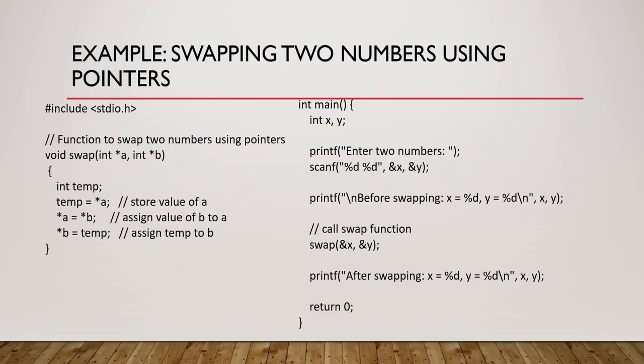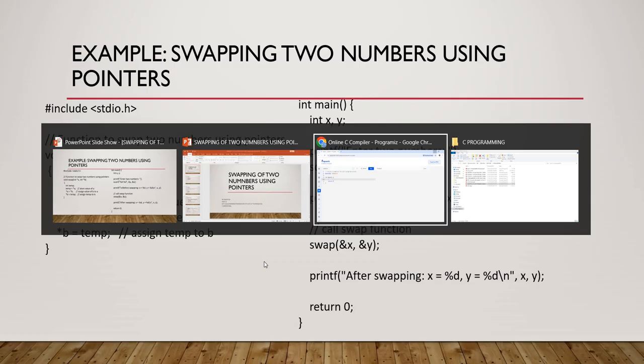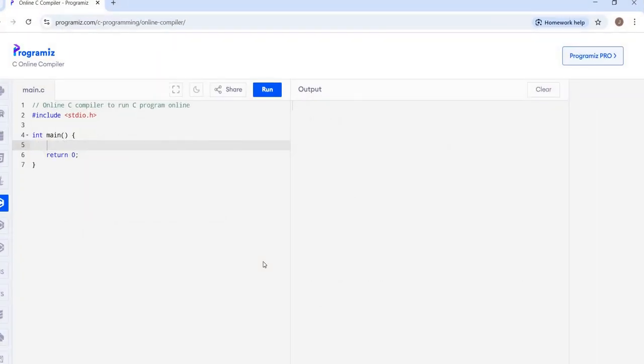So now we will see through this how the swapping is done through the pointers. I will explain this program by executing the same. I am using the online compiler for explaining the program. So see here, hash include stdio.h is present, that is the standard input output header file. Then the main function is there.